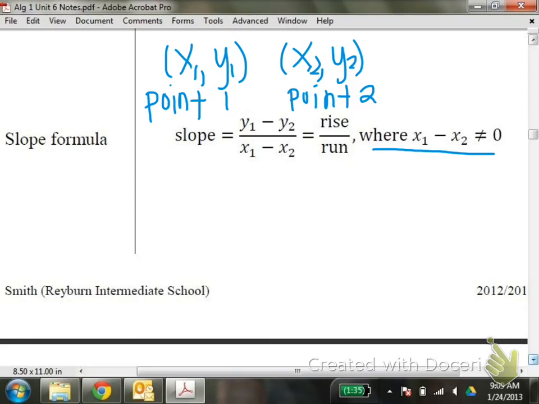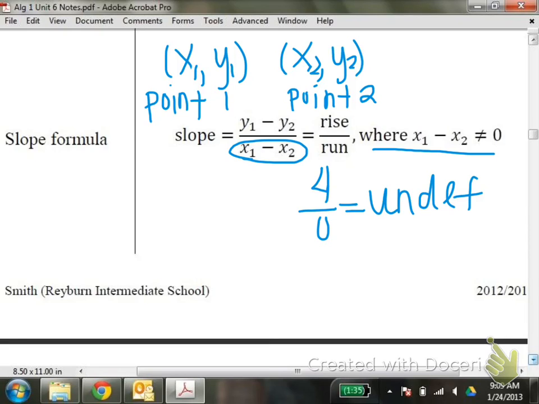Right here, this part that says x1 minus x2 cannot equal 0. If I have x1 minus x2 in the denominator as 0, what happens? It becomes nothing. So let's say you're finding your slope and it all comes out to 4 over 0. Is that allowed? No. Are you allowed to have 0 in the denominator? No. So if you ever get 0 in the denominator, it is undefined. I write undef. This might come up. Just a warning.